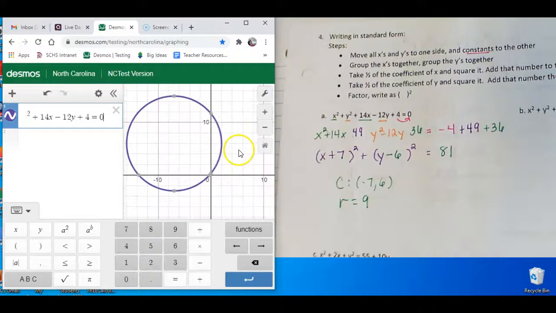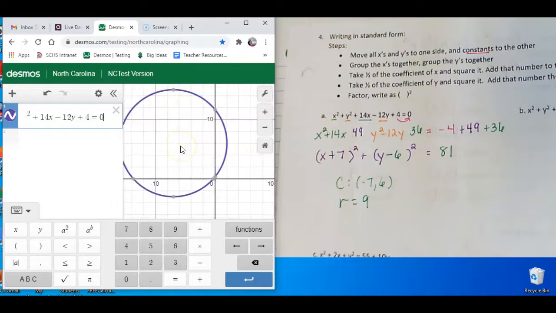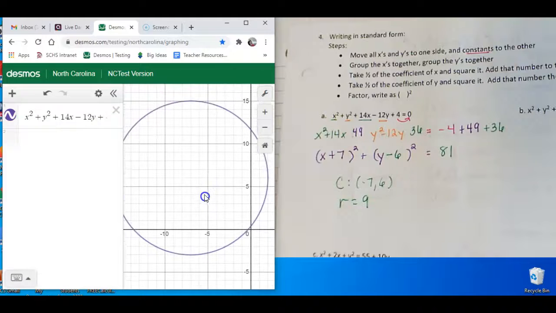Okay, here's our graph. Now, the hard part is like trying to figure out where the center is exactly. It's kind of hard to figure that out. Maybe if I zoom out a little bit. If I can figure out where the top is, I know that the center is going to be at -7 because that's where the top is. As far as figuring out the middle, I might need to just count it and sort of figure it out. It does look like it would be 6, but you might have to count it and figure it out.